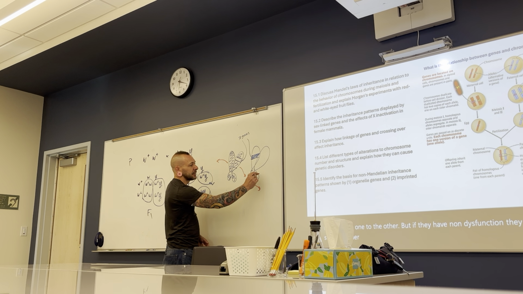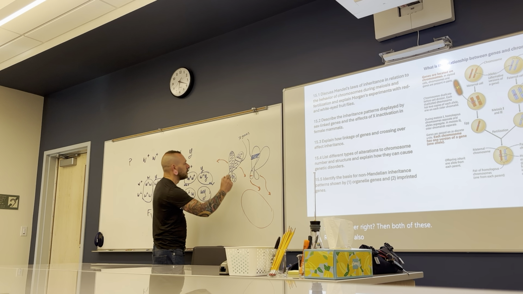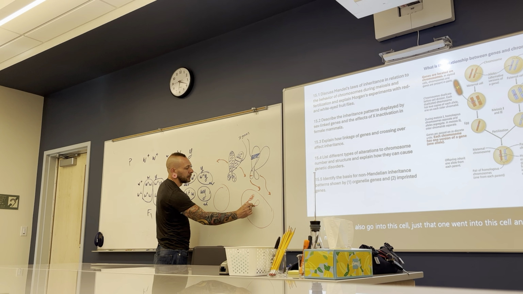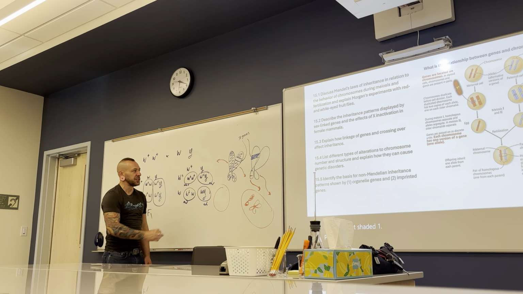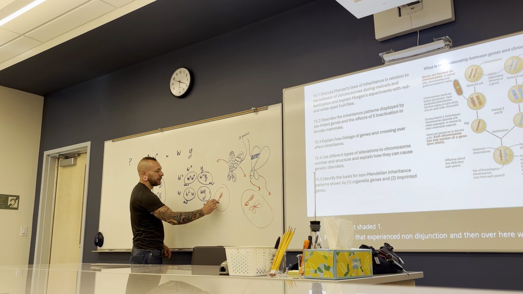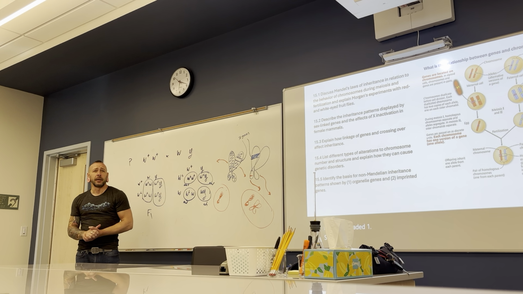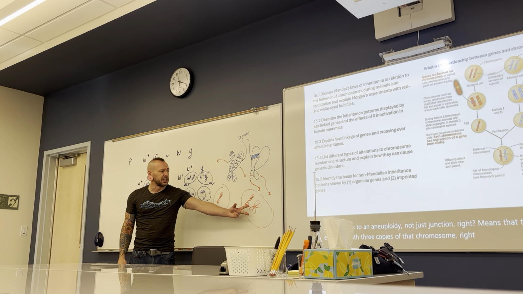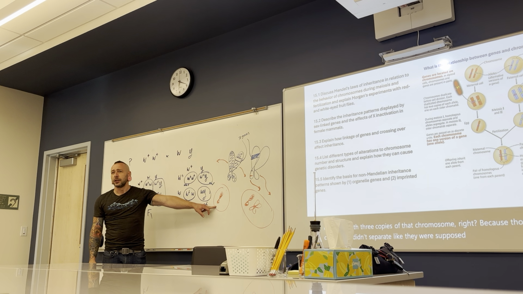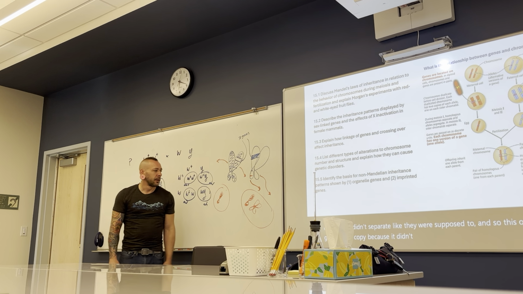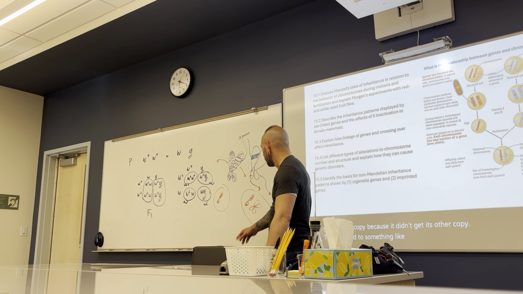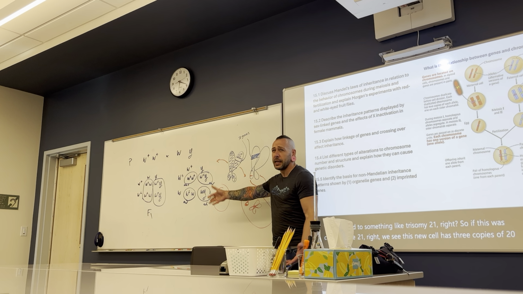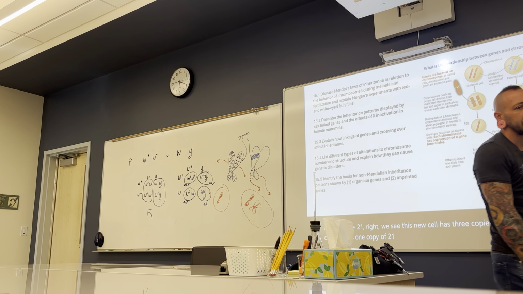Then both of these might go into this cell, and just that one went into this cell. So now we have that shaded one, plus the one that experienced non-disjunction, and over here we have the other shaded one. That leads to an aneuploidy. This one ended up with 3 copies of that chromosome because those chromatids didn't separate, and this one only got 1 copy. That could lead to something like trisomy 21. If this was chromosome 21, this new cell has 3 copies of 21, and this cell only has 1 copy of 21. Trisomy 21 is known as Down syndrome.